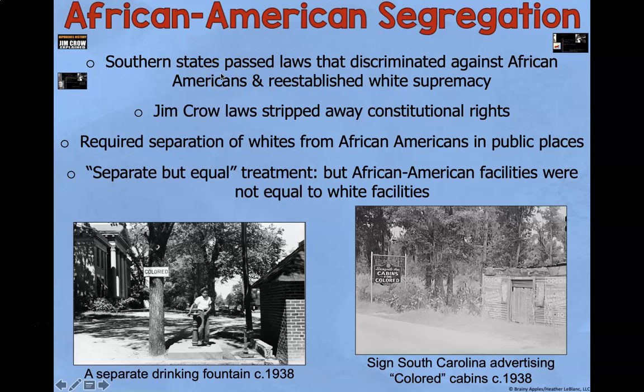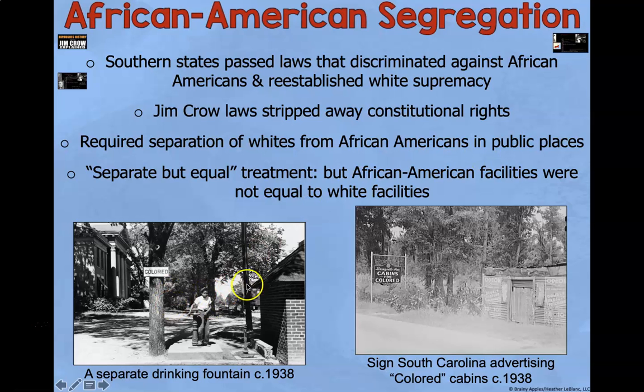And I just wanted to point out, a lot of these states passing these laws, again, if you consider what we talked about in the previous sections, majority of these states, if not all of them, were Democrat-controlled states. Because, remember, we talked about how the Democrats were actually the ones who supported slavery. They also supported Jim Crow. Jim Crow laws stripped away constitutional rights. Jim Crow also required separation of whites from African Americans in public places.